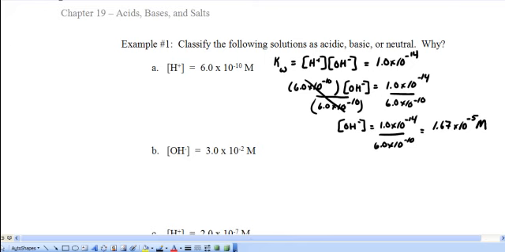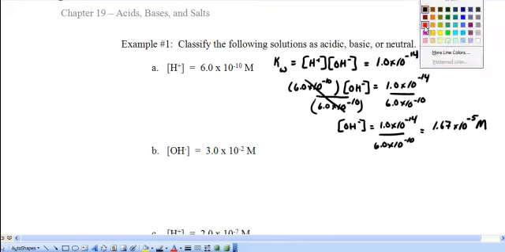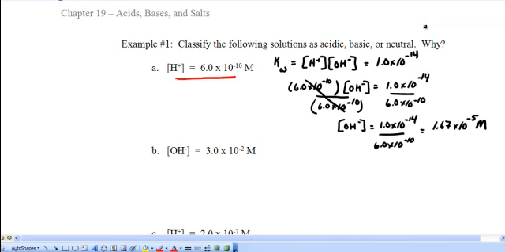So, if the hydrogen, which is the acidic ion, is 10 to the negative 10, the hydroxide, which is basic, is 10 to the negative 5. This quantity is larger than the acidic quantity, so therefore this solution will be basic because the hydroxides are in greater concentration. All right. Let's try the next one.